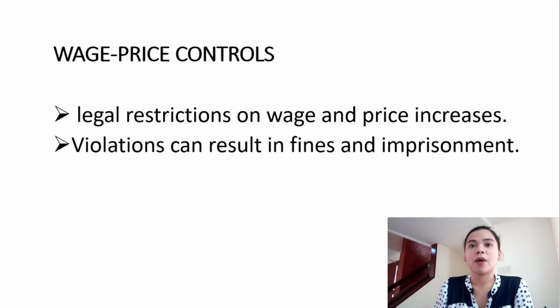The last incomes policy is the wage price controls. So when guidelines have the force of law, the economy moves to a mandatory system of wage and price controls. Wage and price controls are legal restrictions on wage and price increases. Violations can result in fines and imprisonment. Once people believe wages and prices are under control by the law, the good news is that they expect lower prices. The bad news is that controls are government interference with market supply and demand.